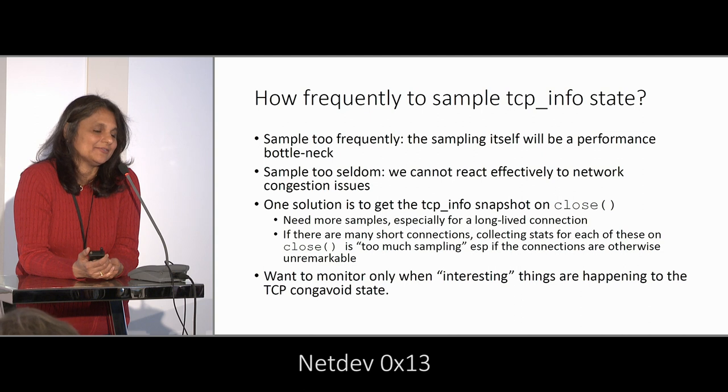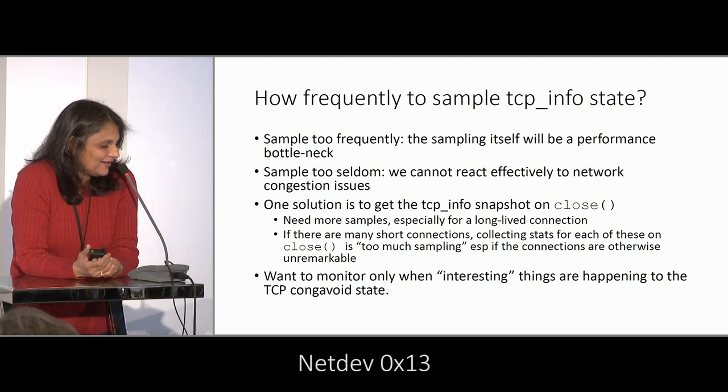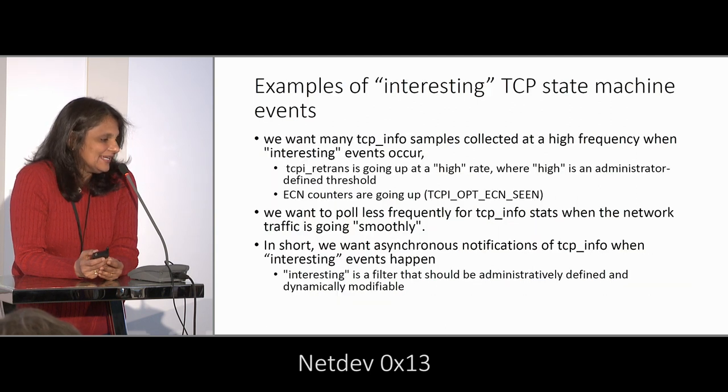So for example, if the connection is running for several hours and you just have one sample on TCP close, which is frequently what people do, that's not enough to tell you what happened. It's like taking one blood sample and telling me, I know your whole medical history. Then also, if you have too many short connections and you're doing a lot of the sampling on close, there is too much sampling going on and you don't want to be doing that. It's not even useful because most of the time the network is doing fine. So you really only want to monitor things when interesting things happen.